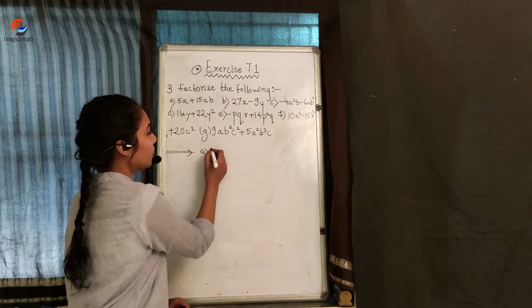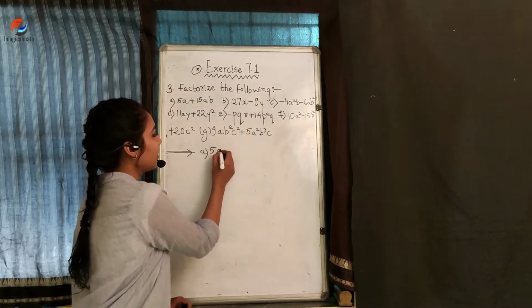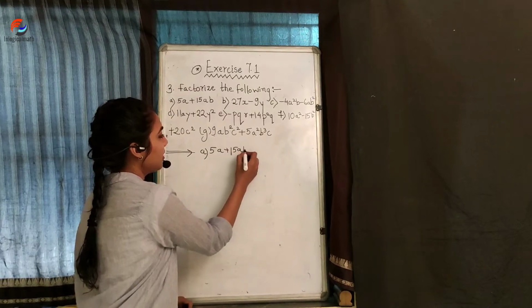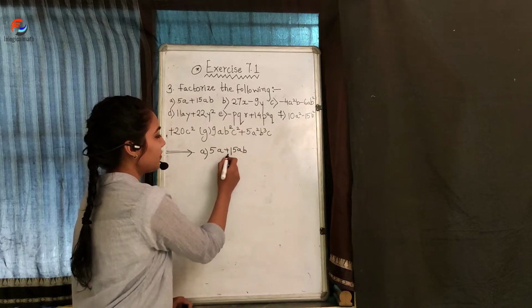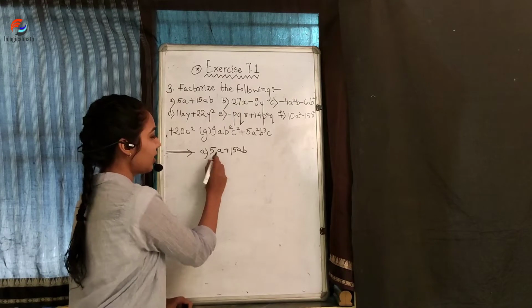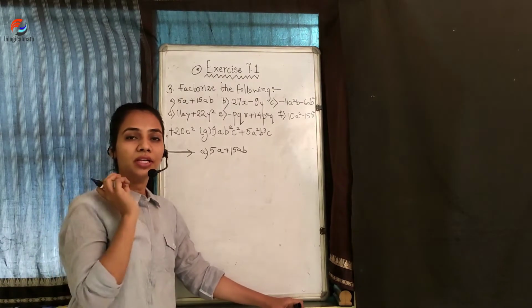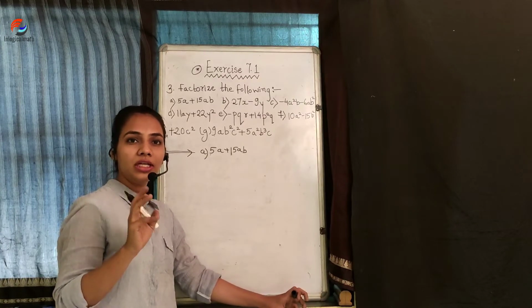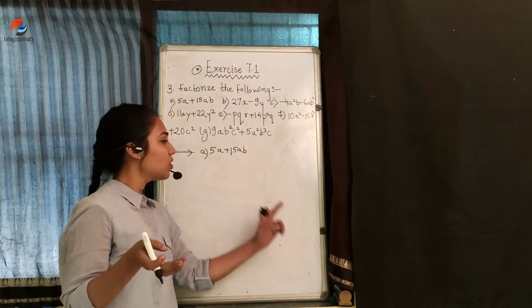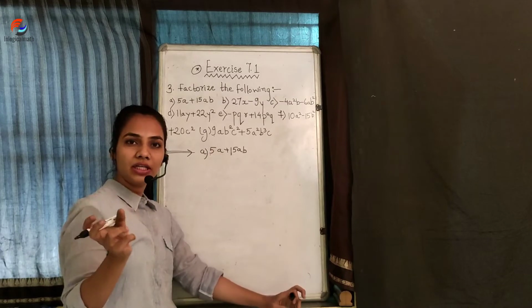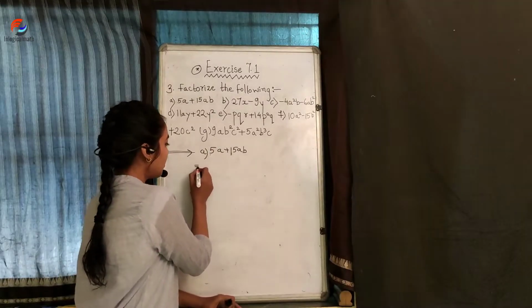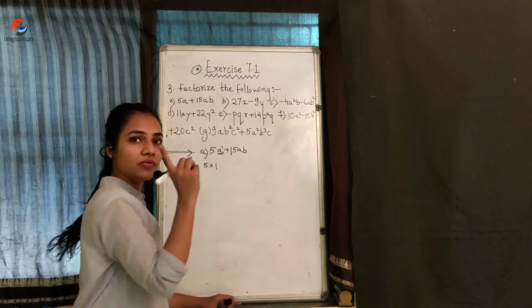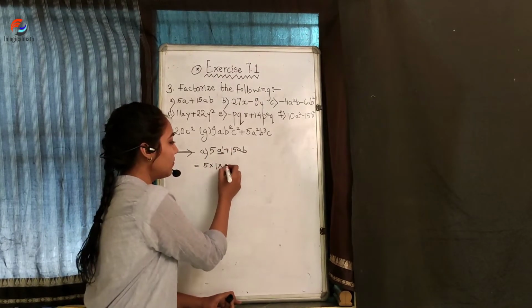Let's go for the first question. What is it? 5a plus 15ab. What is the factor of 5? 5 is a prime number, and a prime number is only divisible by 1 and itself. So the factor of 5 is 5 multiply 1. A appears having power 1, so a will appear only once.